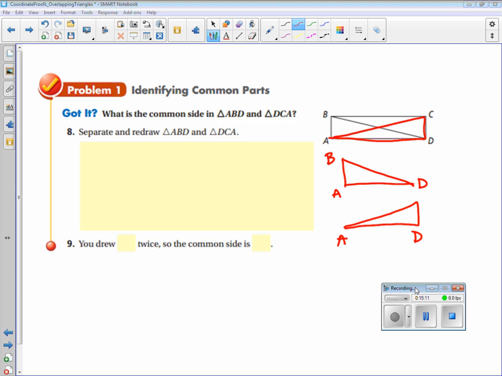What side do they have in common? They share a D, okay? So we know by what property, by the way, is that? The reflexive property, because it's what they share, what they overlap. Anything is congruent to itself. So that would be AD.